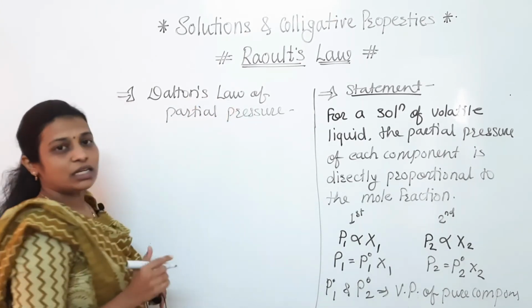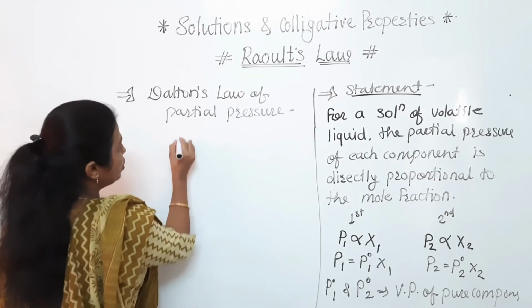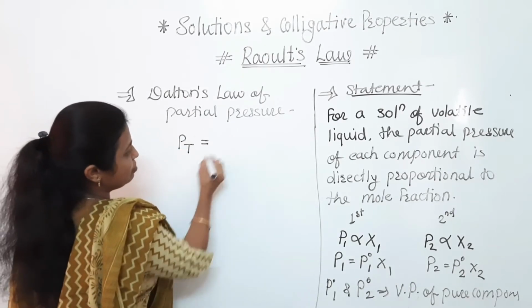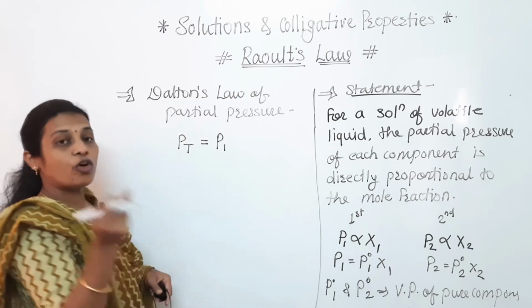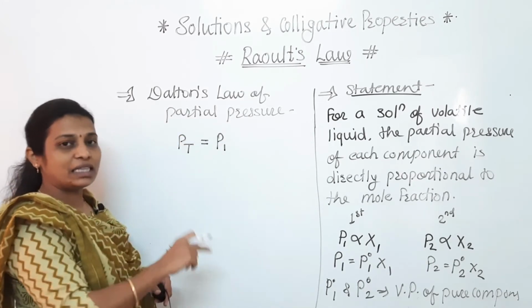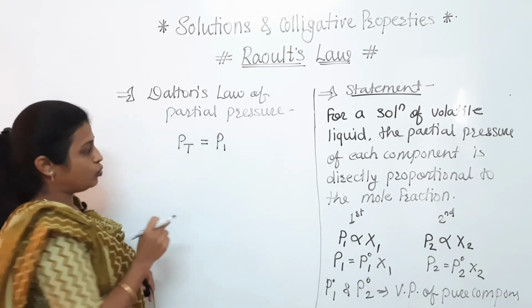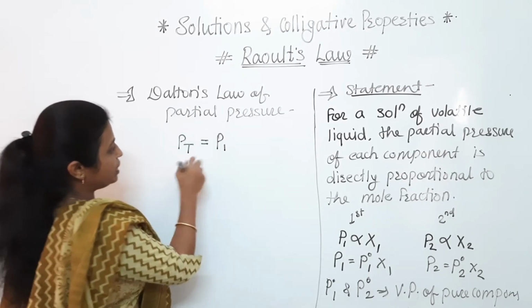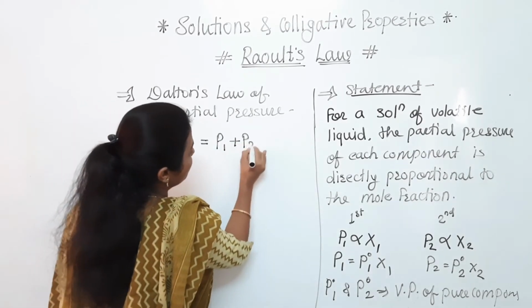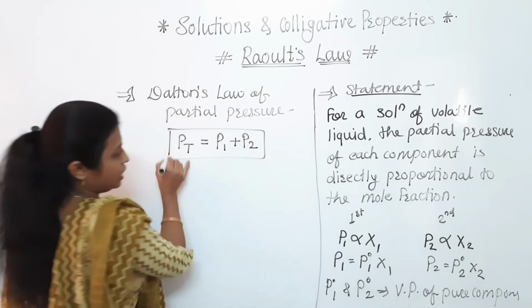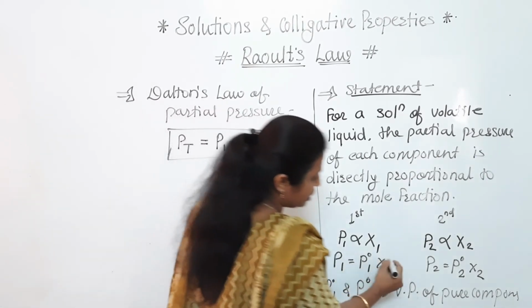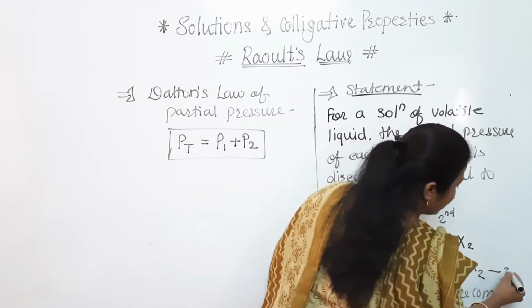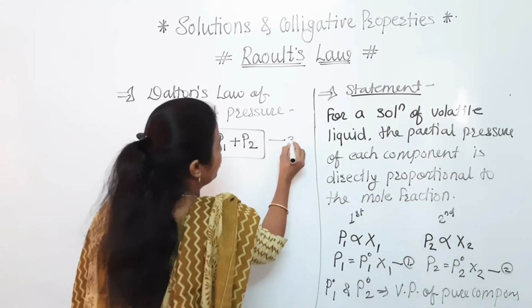According to Dalton's law of partial pressure, the total pressure is the sum of the partial pressures of the components involved in that mixture or solution. Here only two components are involved, so Pt is equal to P1 plus P2. This is one equation. Here we will write equation 1 and equation 2, and this is equation 3.